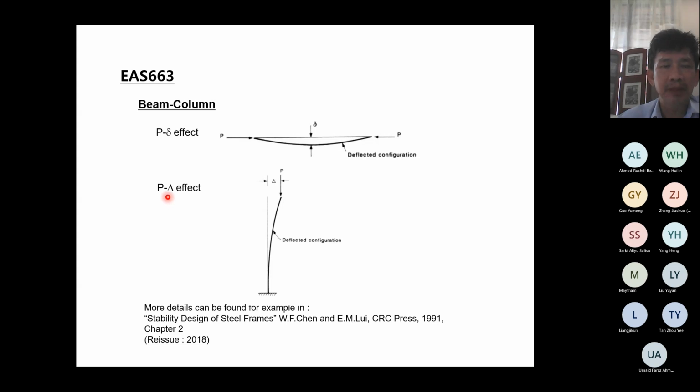Now this big P capital delta effect is at the global level, at the structure level. This happens when one end of this member, because of the load causing bending, is displaced relative to the other end, like in the cantilever here. Okay, if you have a load acting here, then this will bend. On top of that, if you have axial load acting, then this will cause P delta moment here. Okay, so this is the difference between P small delta and P big delta. The P small delta effect is considered at the member level, and the P big delta effect is considered globally at the structure level.